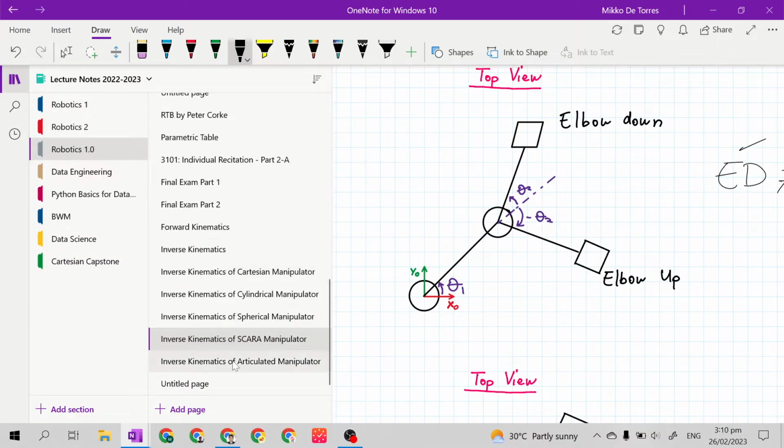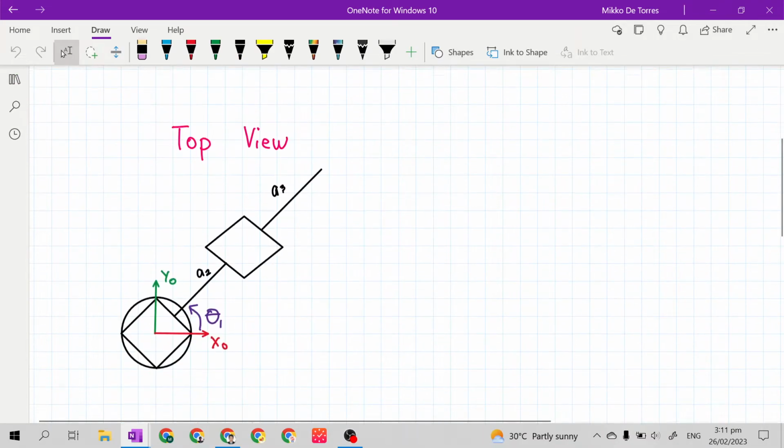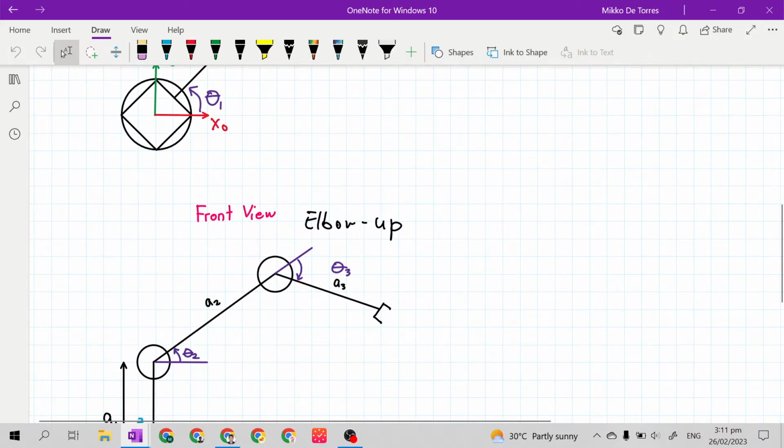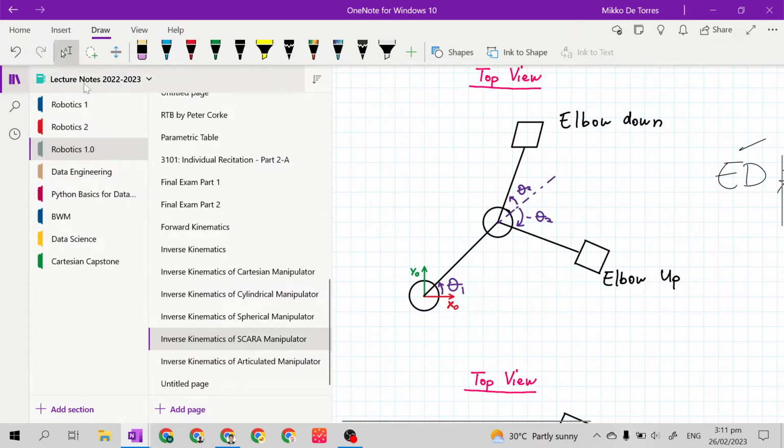While in articulated, we will use the negative angle. So we will use the elbow up. Okay, so this is a negative angle. We'll use a negative angle for the articulated elbow manipulator.